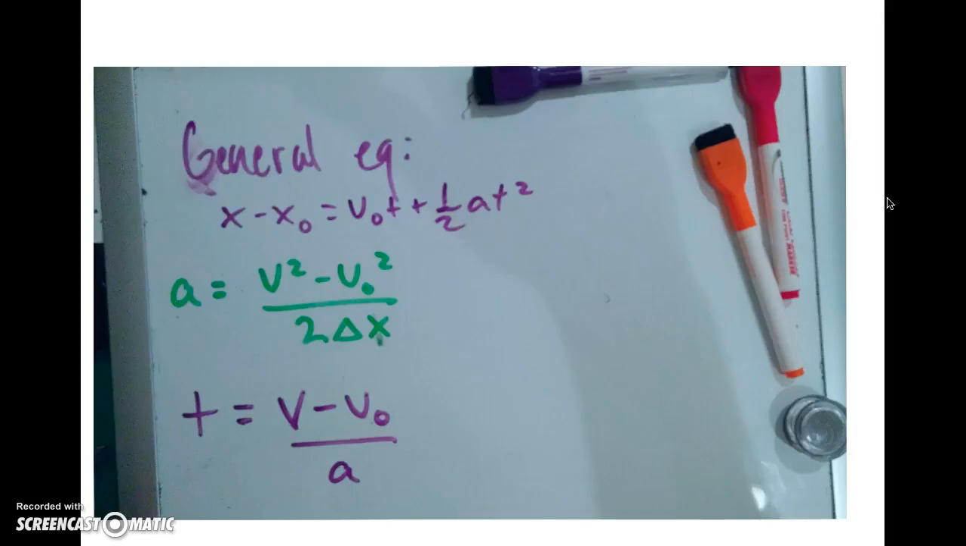Okay, so here, as you can see, I have created the general equation, which is truly just equation 2, which is the integral of our velocity with respect to time equation. So it's displacement equals initial velocity times time plus 1/2 acceleration times time squared.